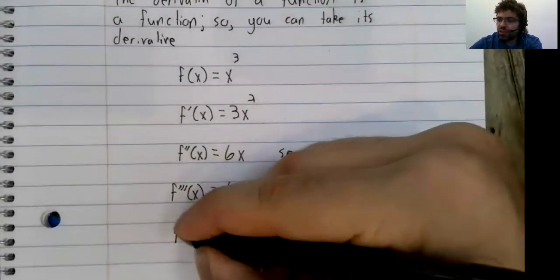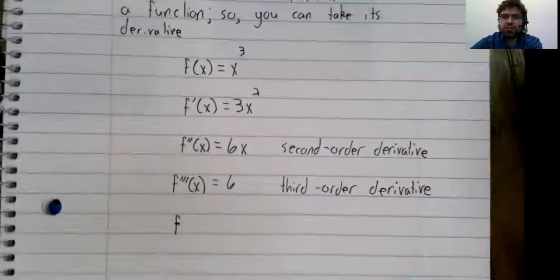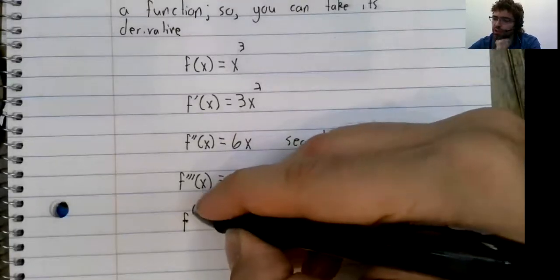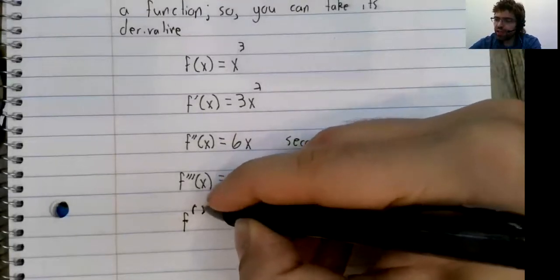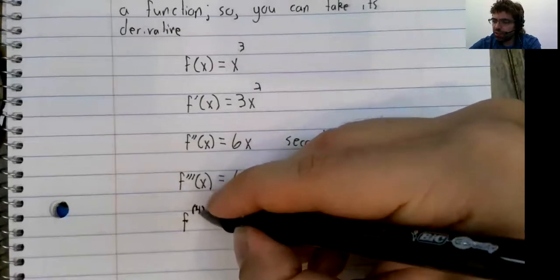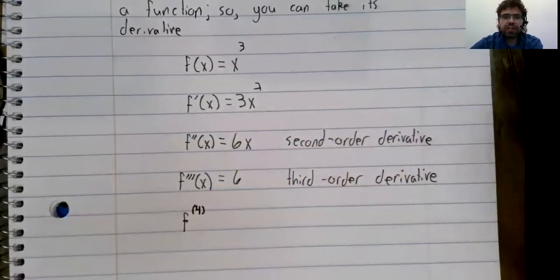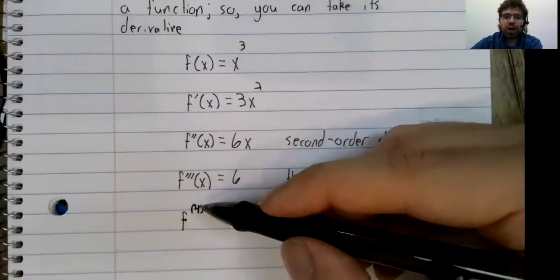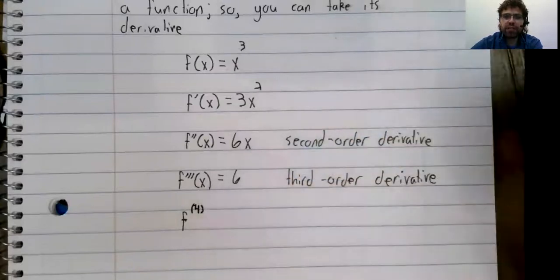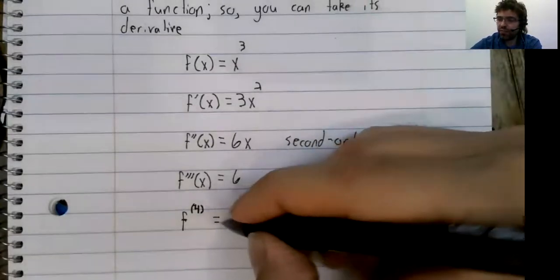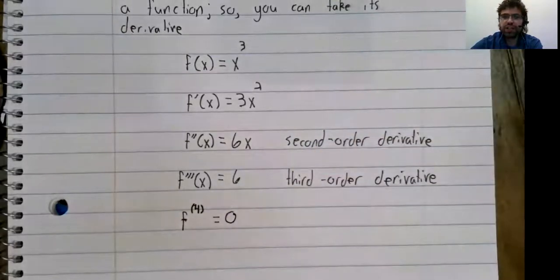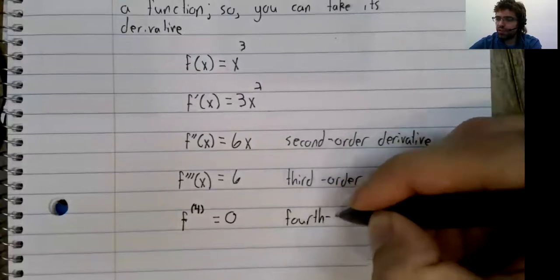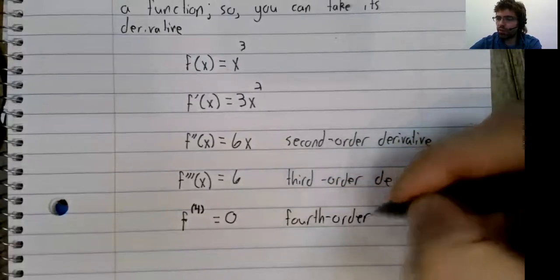At this point, we change up our notation. And instead of writing apostrophes, we just write in parentheses up here how many times we're taking the derivative. The derivative of 6 is 0. This is 4th order.